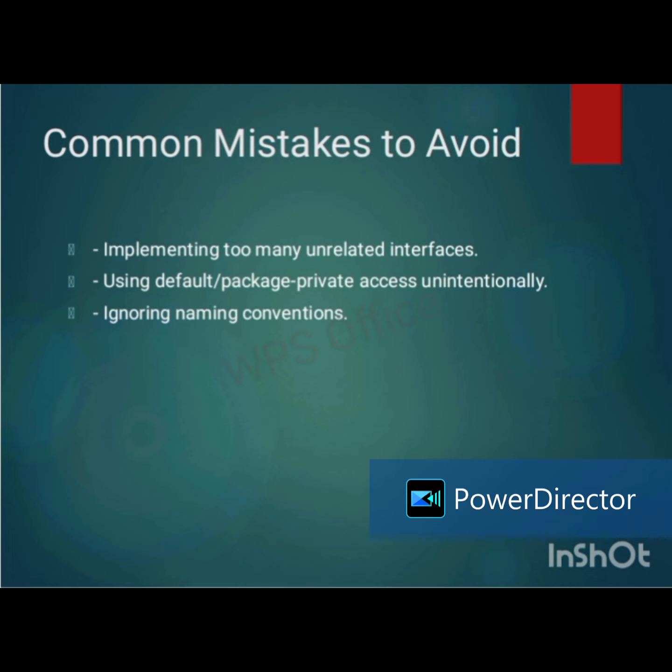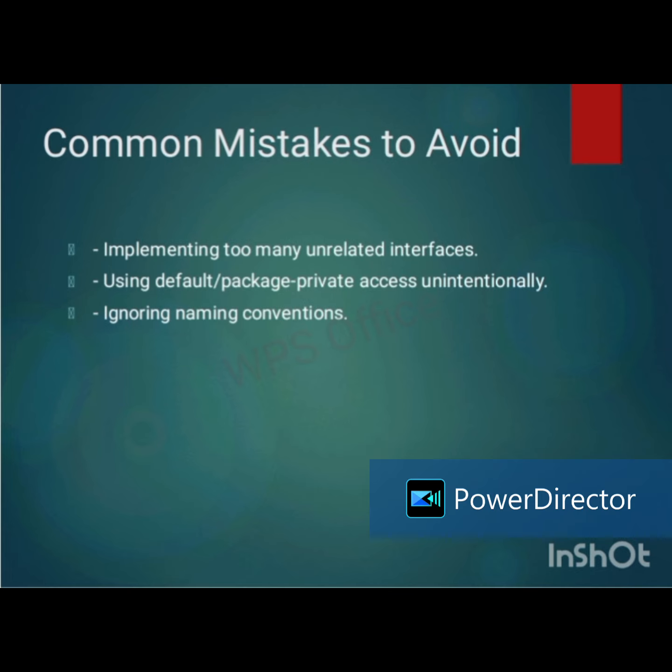First, one major mistake is implementing too many unrelated interfaces in a single class. While interfaces are designed to enable abstraction and multiple inheritance, adding too many unrelated interfaces can make your class bloated and confusing. The interface segregation principle, one of the SOLID principles, states that a class should not be forced to implement interfaces it does not use. Instead, split the functionality into smaller, more focused interfaces and let each class implement only what it truly needs.